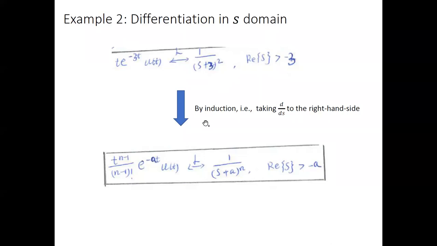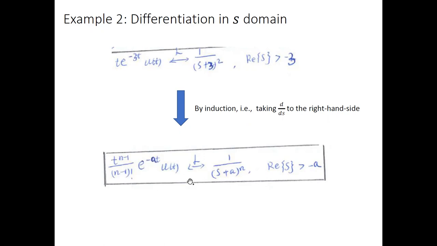And we can get a more generalized result by induction. So we can take d/ds to the right-hand side, and for the Laplace transform to hold, on the left-hand side we just multiply an additional minus t. And the result is the following. If you have the signal t to the power n minus 1 divided by n minus 1 factorial, times exponential minus a t, u of t, the Laplace transform is 1 divided by s plus a to the power n.